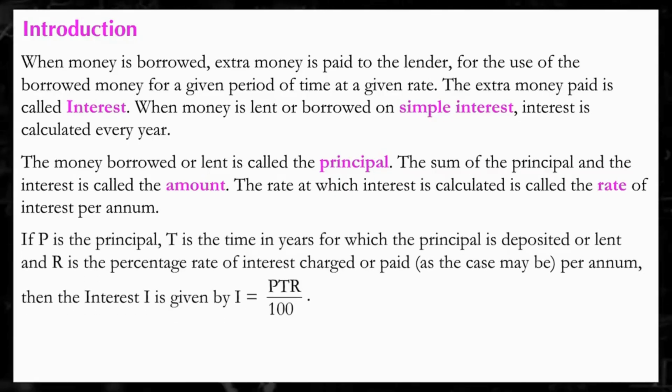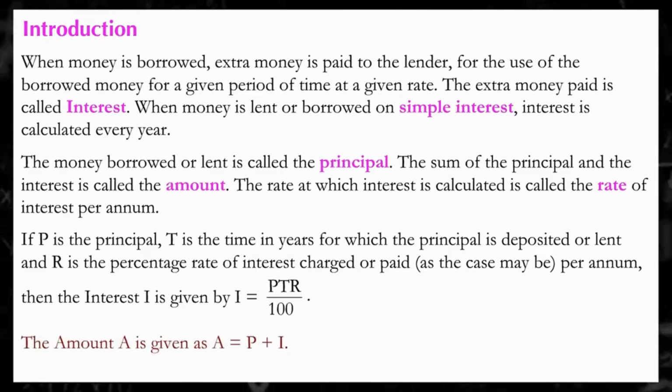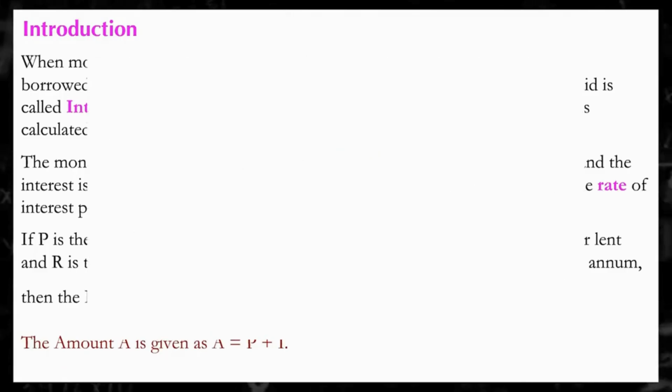If P is the principal, T is the time in years for which the principal is deposited or lent, and R is the percentage rate of interest charged or paid, as the case may be, per annum, then the interest I is given by I = PTR/100. The amount A is given as A = P + I.